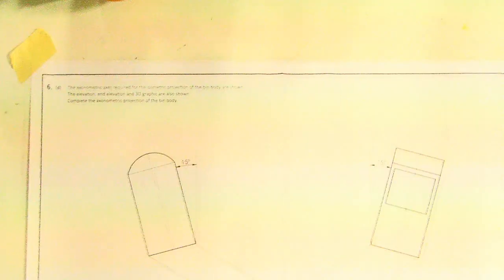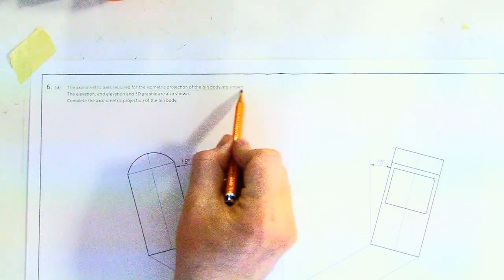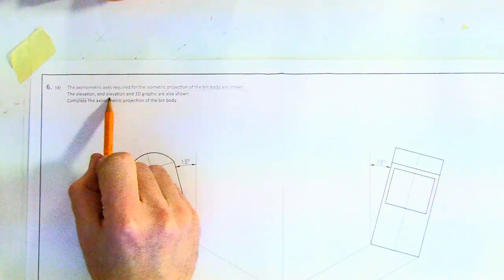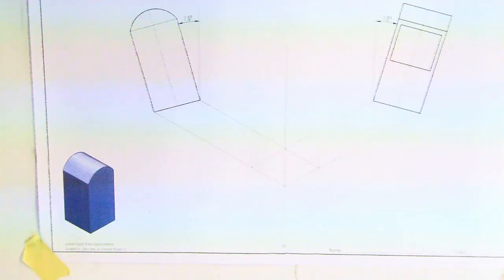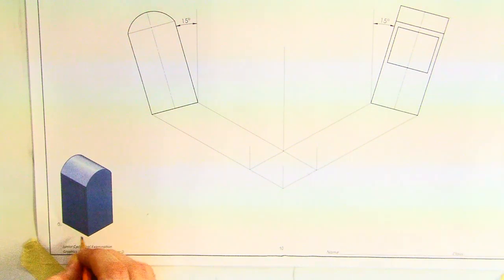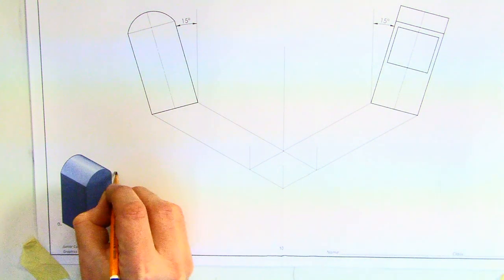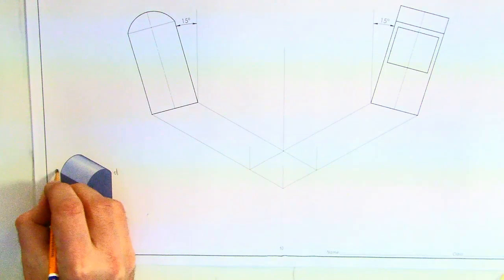So in this question, the axonometric axis required for the isometric projection of a bin body are shown. The elevation and end elevation of a 2D graphic are also shown. Complete the axonometric. Label this, please. A, B, C, D, E, and F.